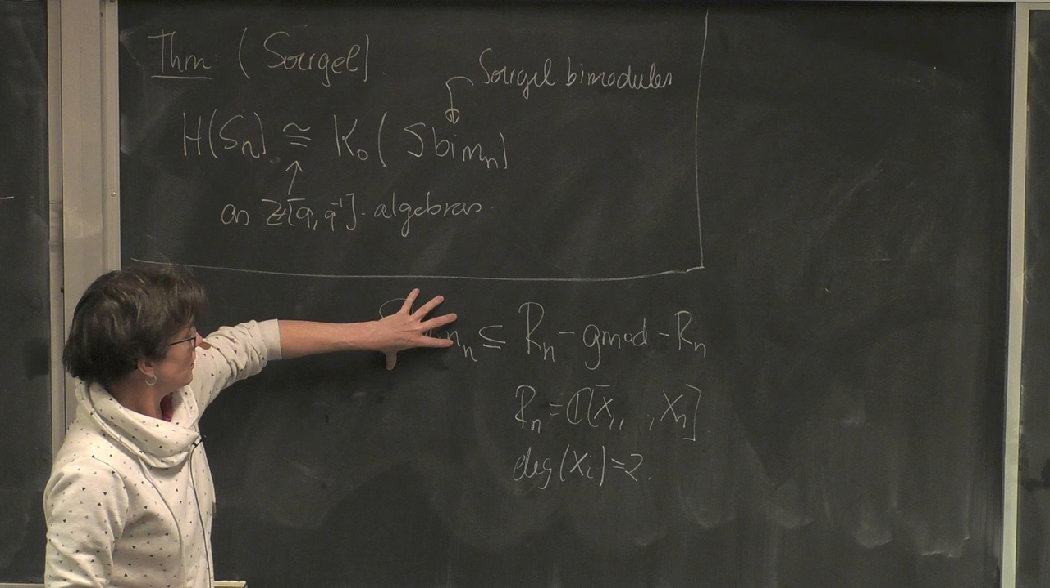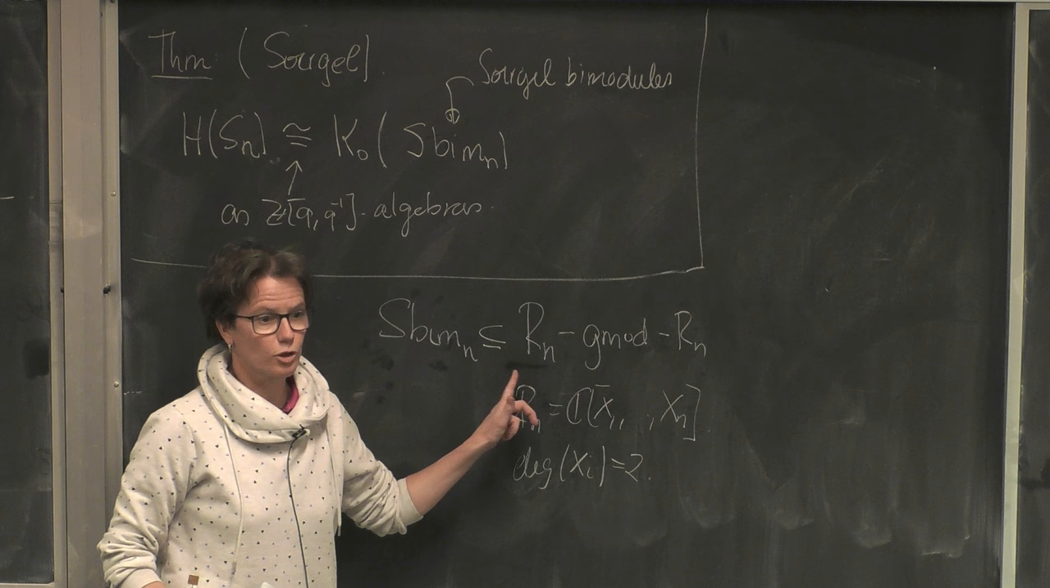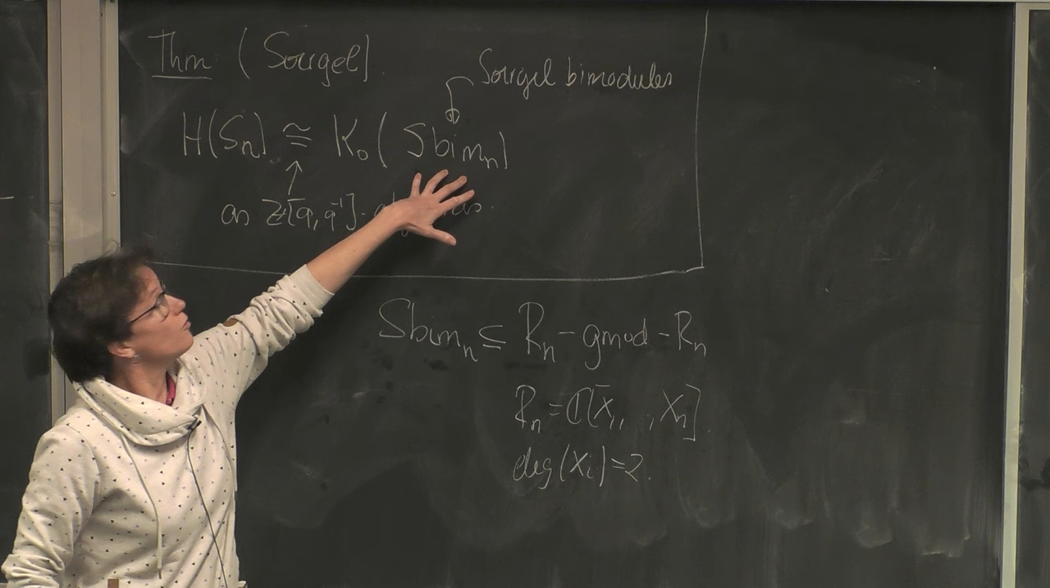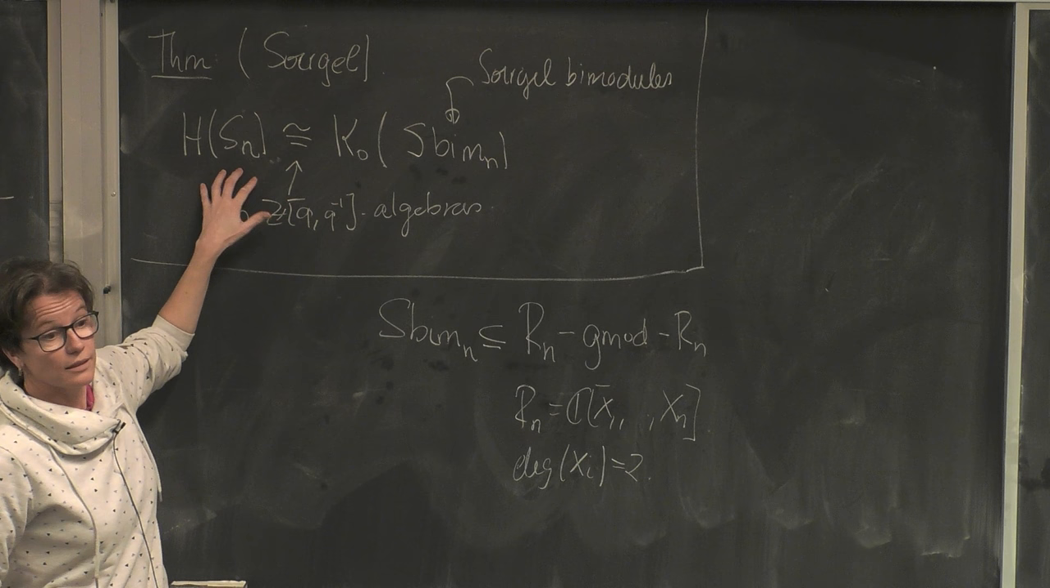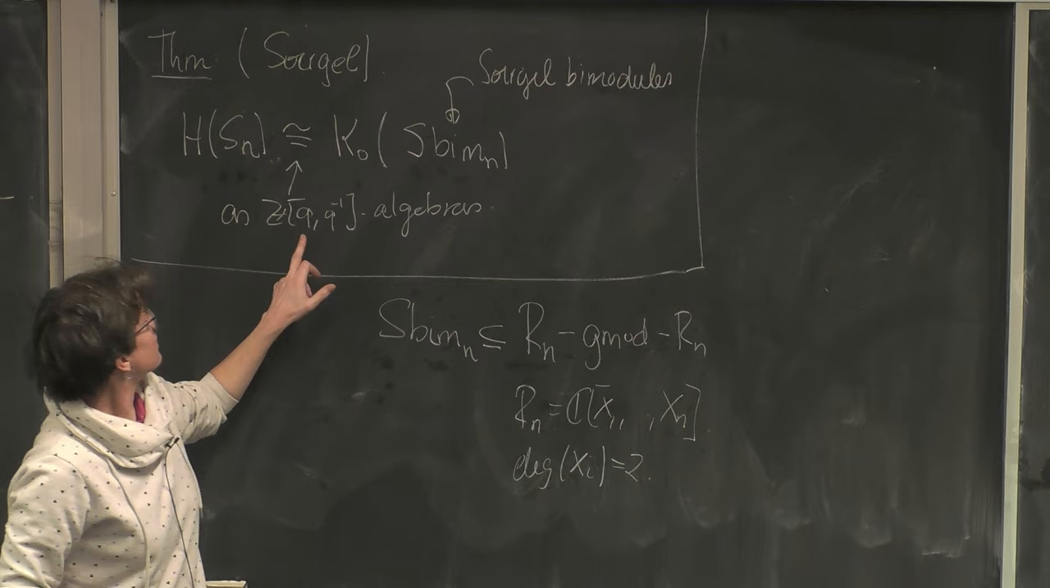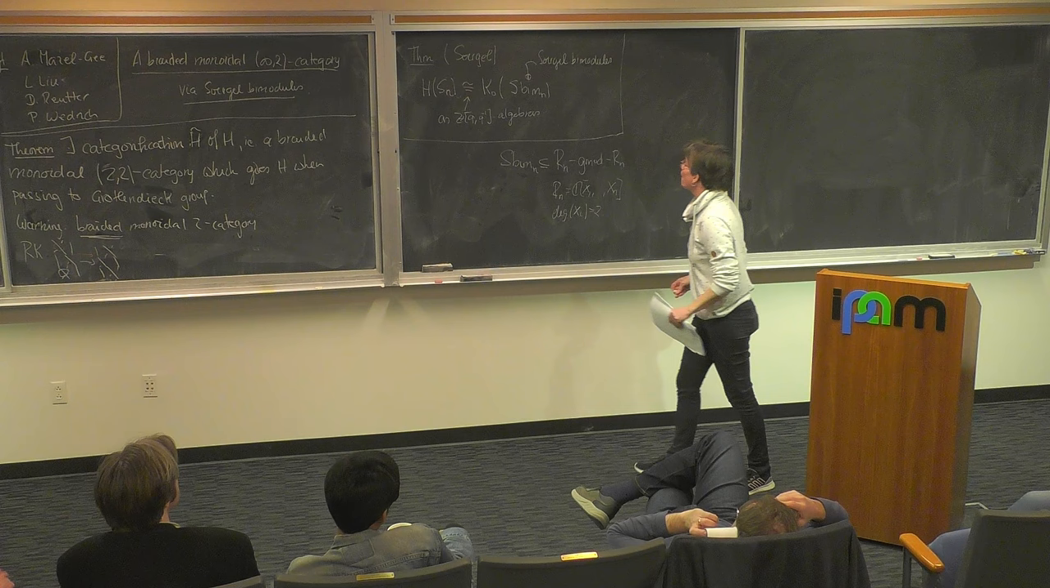But if we have it as a certain subcategory of bimodules, I can, of course, tensor bimodules together. So they are closed under tensoring. And that means this thing is closed under tensor product. So the Grothendieck ring is a ring, and this gives the multiplication on this algebra. And the grading turns into this q shift.